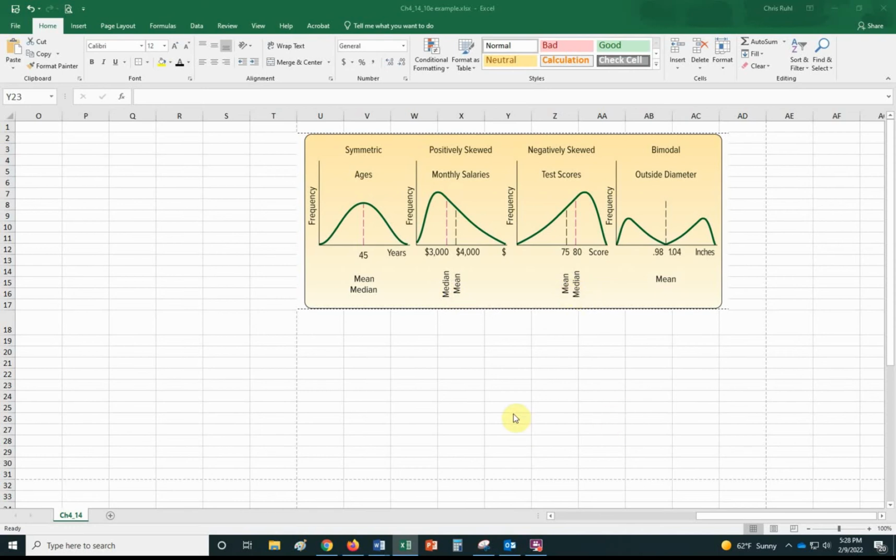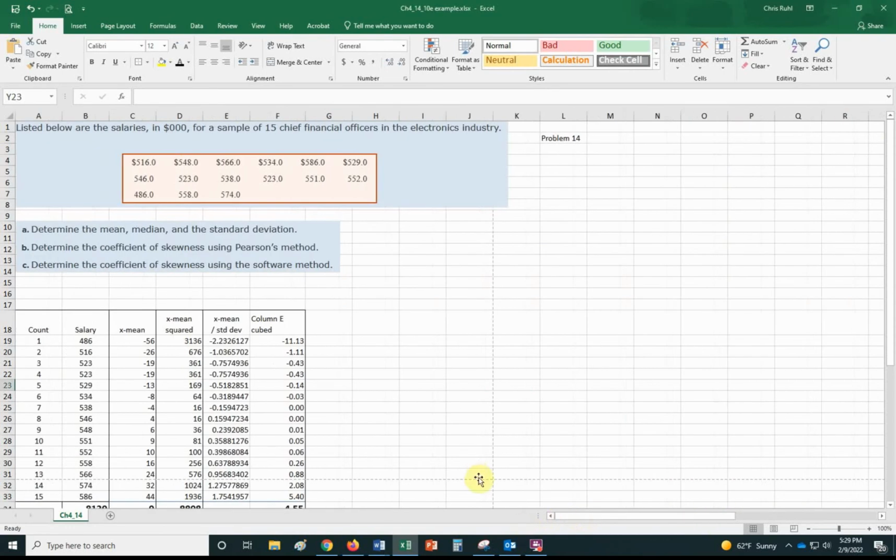Now I want to look at the coefficient of skewness, and there's a couple of formulas that we use for this. And I want to look at problem number 14, an even problem on page 104. So let's go over and take a look at that. I have the problem up here at the top.